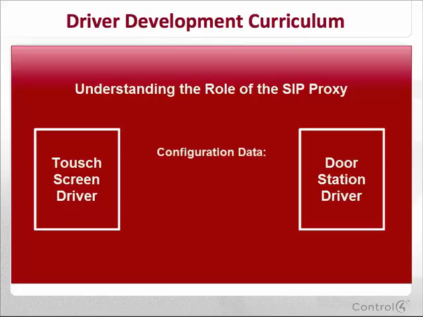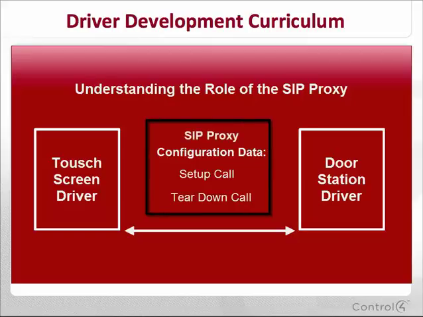The first data set can be considered configuration data. This data includes the information required to establish a connection between the devices and subsequently tearing down that connection when the call ends. The role of the SIP proxy is to manage this configuration data set. In the case of this video, that will be a connection between a door station driver and a touchscreen driver. However, it could be between any device that uses Control4's intercom proxy.